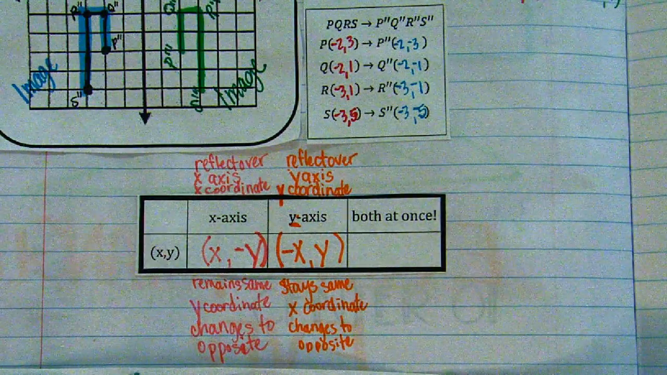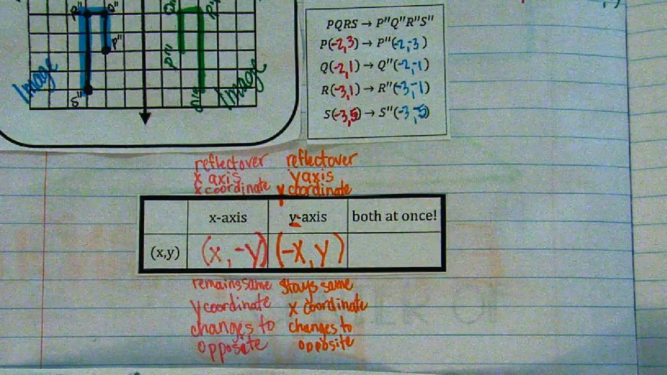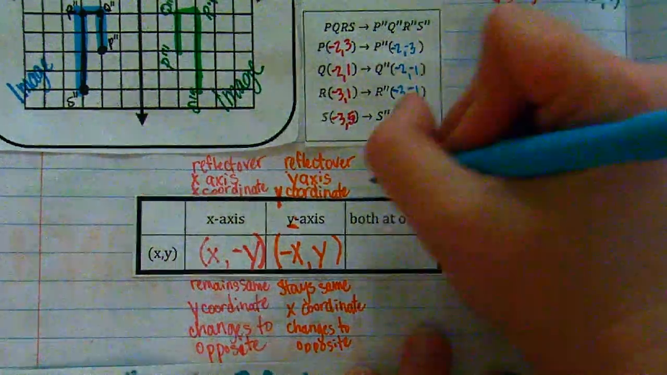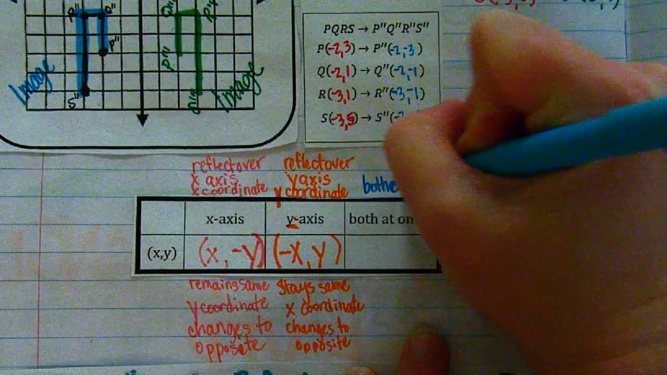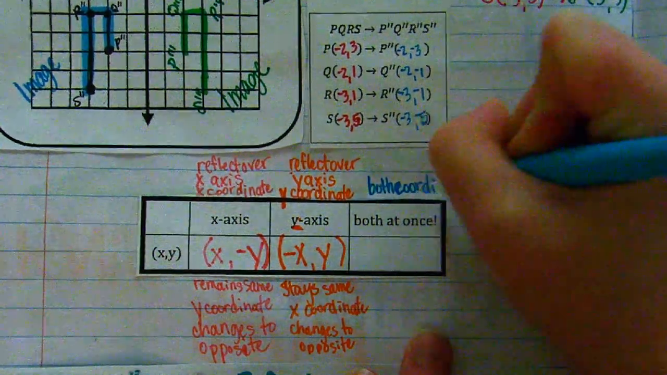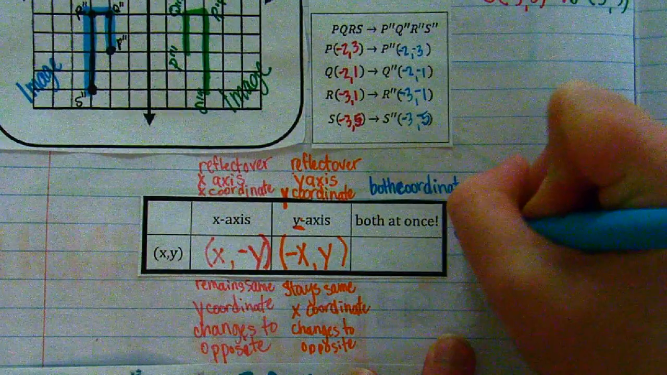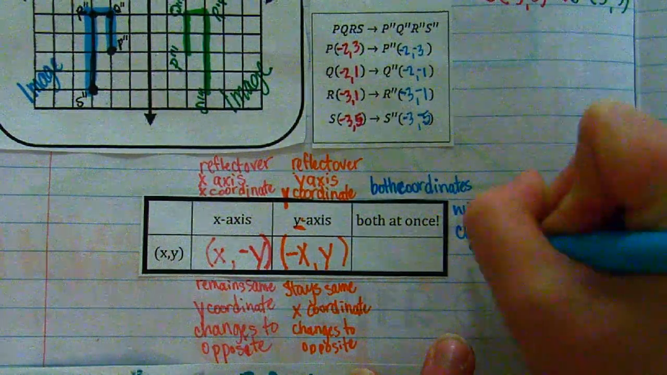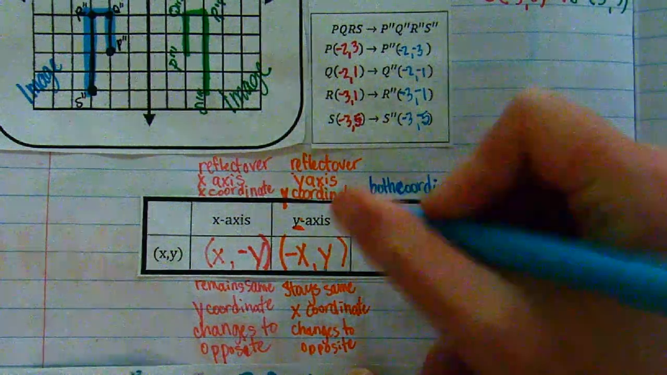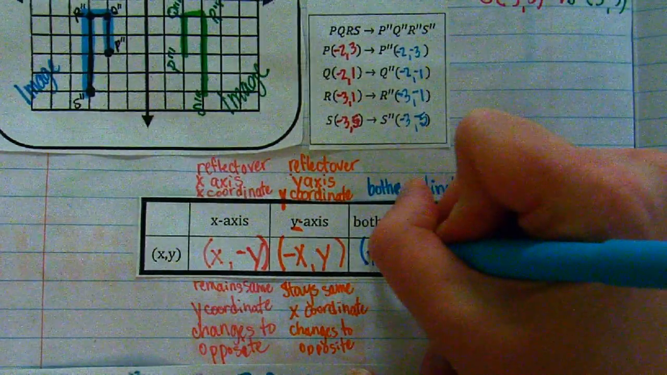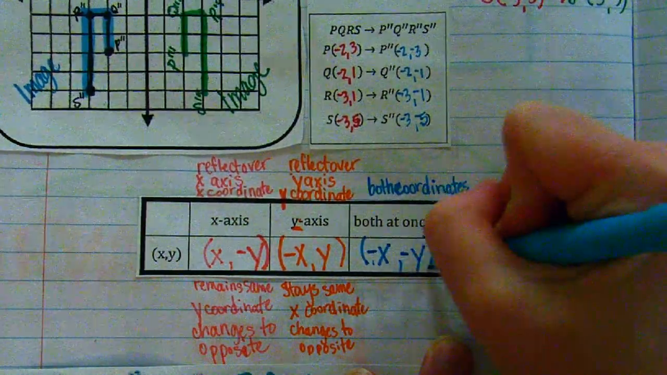And then if you do both of them at the same time, both coordinates will be the opposite. So this will be the opposite of x, and this will be the opposite of y.